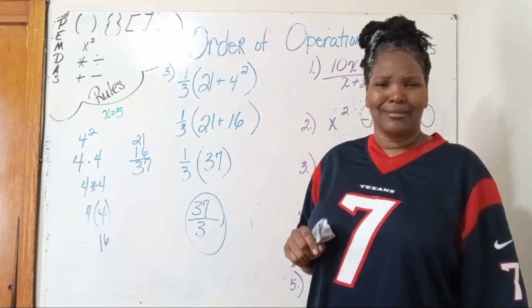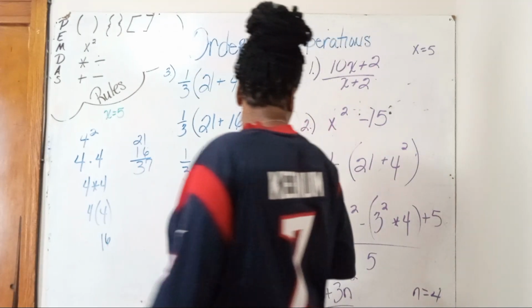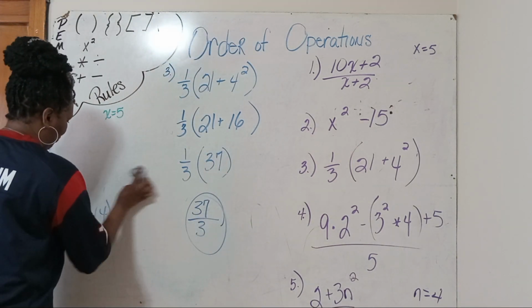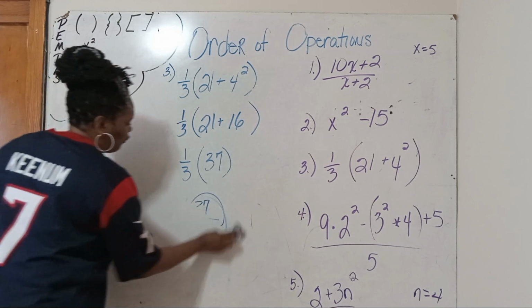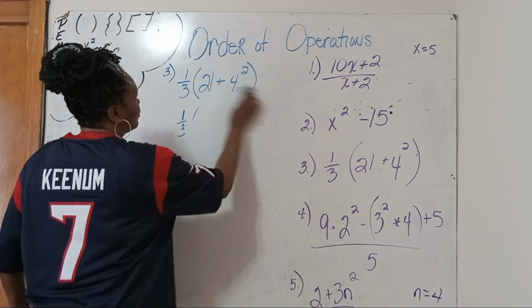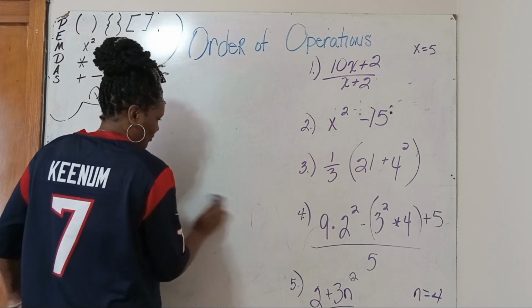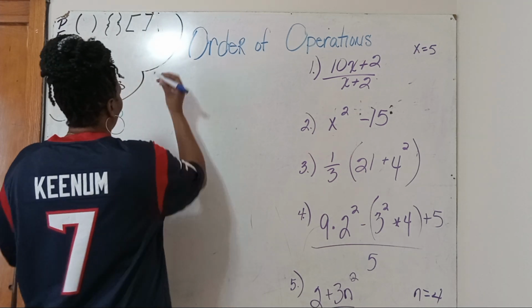All right? All right, let's go to the last. Is this the last problem? No, let's go to the 4th problem. We moving. We grooving and moving and grooving. You got this. Problem number 4.